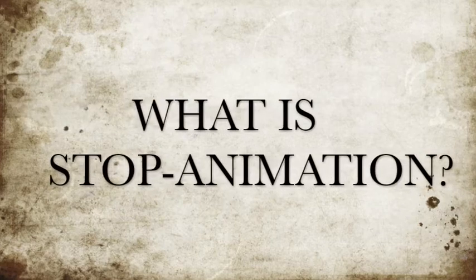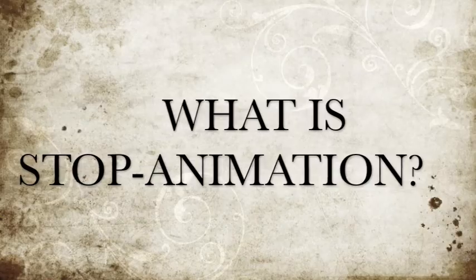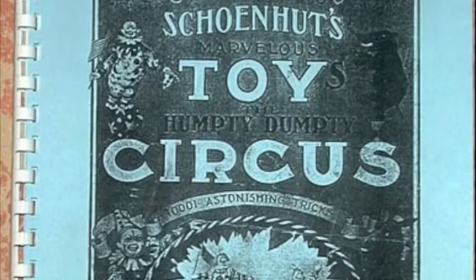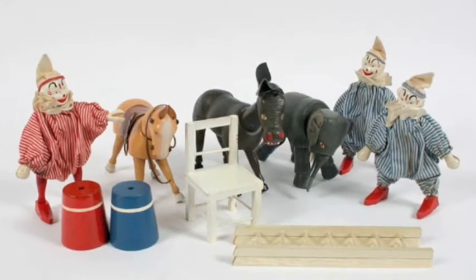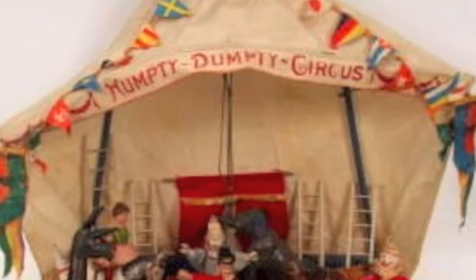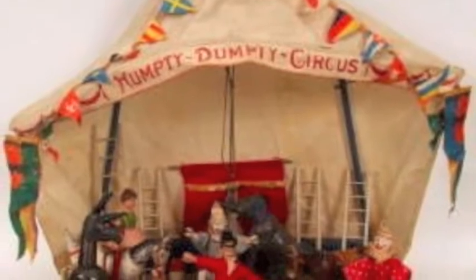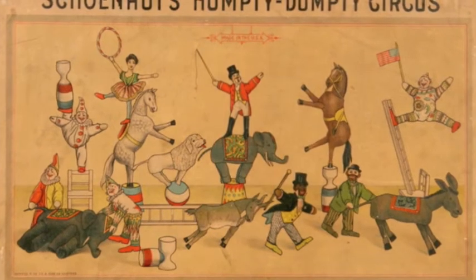Stop animation is an animation technique to give the illusion of movement to an inanimate object. The first recorded example of stop animation is The Humpty Dumpty Circus by Albert E. Smith and J. Stuart Blackton, which was released in 1898. Unfortunately, the film has been considered lost and only information and images can be found.